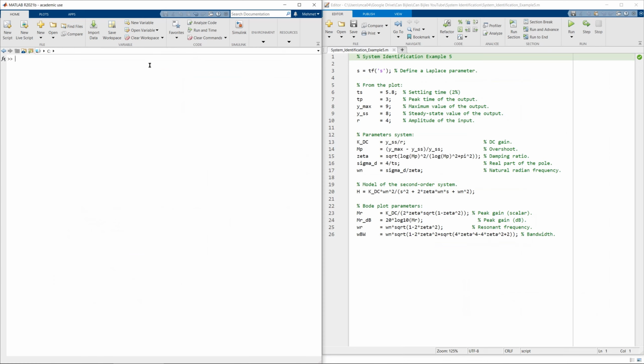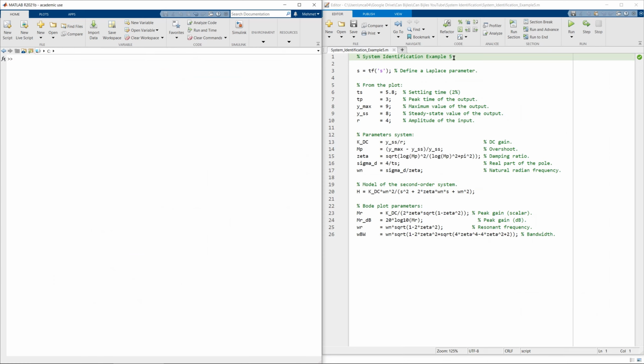So we are now in MATLAB. Again, I prepared a script for this example number 5, system identification. Again, defined the Laplace parameter, and from the plot we have determined these: the settling time, the peak time, the maximum value, the steady state value of our output, and also in this case our amplitude for the input signal, which is then just input step. So it is 4.